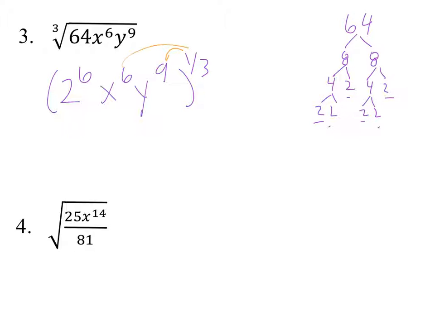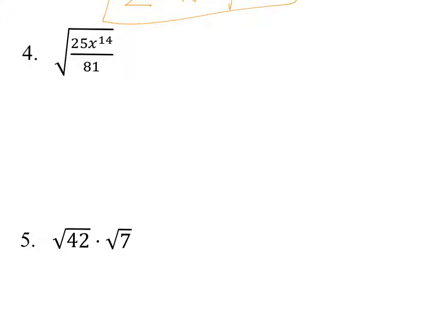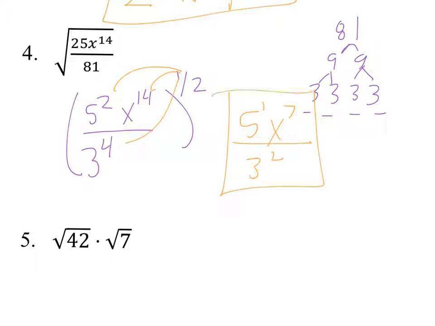And my power to a power, I should be multiplying. So this is 2 squared, x squared, y to the 3rd. Next problem, again, 1/2 exponent. So this would be 5 squared, x to the 14th. If I work up my 81, that is a 3 raised to the 4th power, because there's 1, 2, 3, 4 3s. And I have my power to a power. My final answer would be 5 to the 1st, x to the 7th, 3 squared.